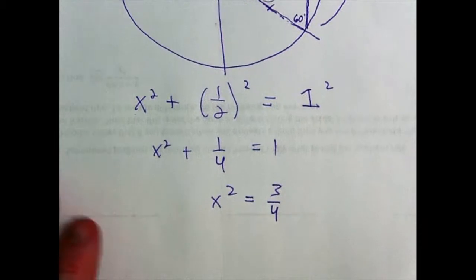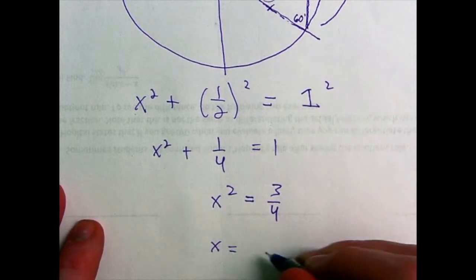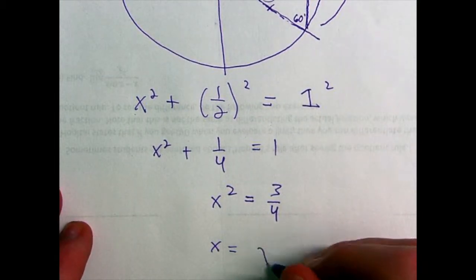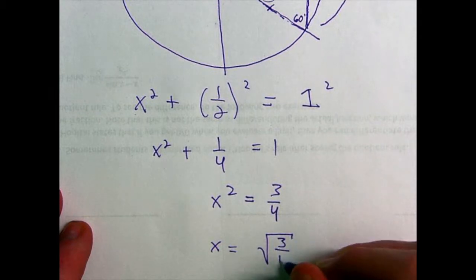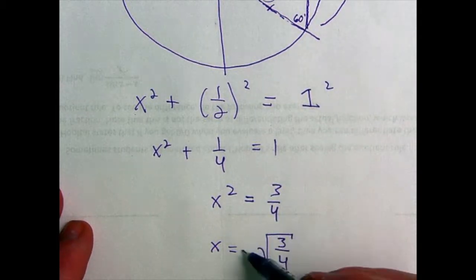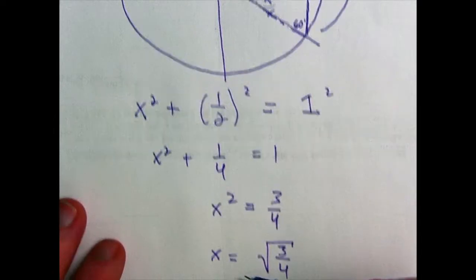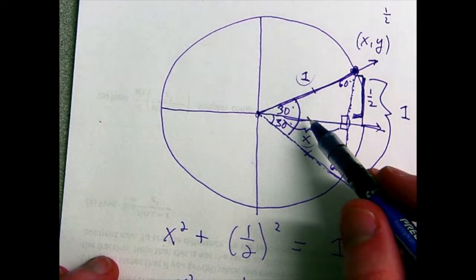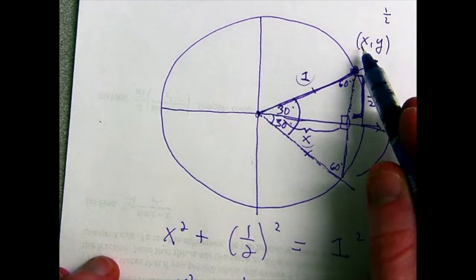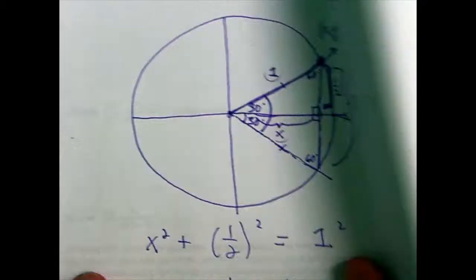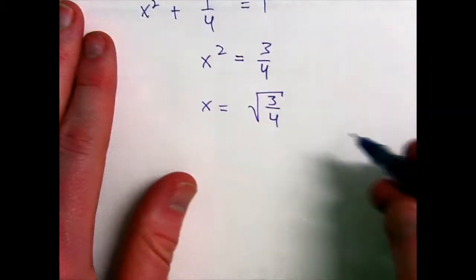And now I can take the square root of both sides and find that x is equal to square root of 3/4. Technically, I should put a plus or minus here, but in the context of the problem, it's clear that x is a positive value. The x-coordinate of this point is a positive number. This expression can be simplified.